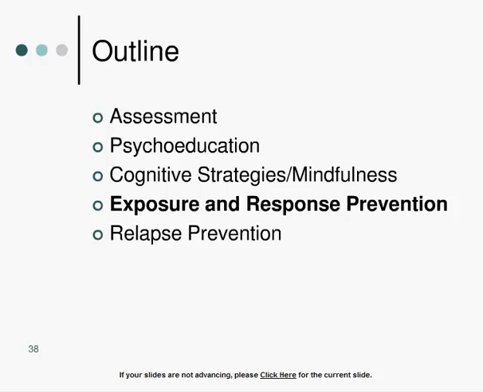Here's an outline of what the treatment looks like overall. You start with a detailed assessment, you do psychoeducation, you might do cognitive strategies and mindfulness, and then most importantly, you do exposure and response prevention. As I said earlier, that's the most well-studied intervention for OCD, and then you do relapse prevention in the end.